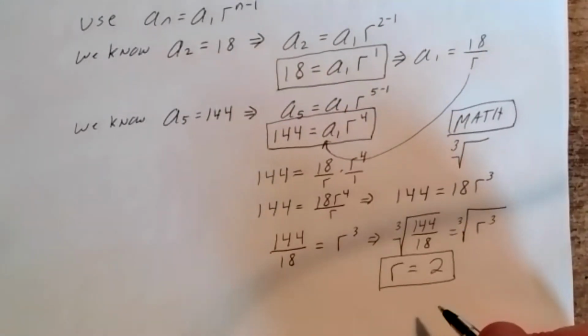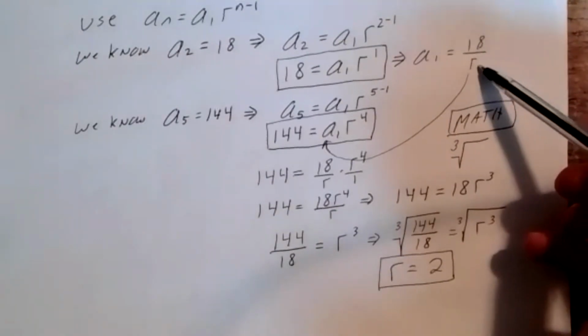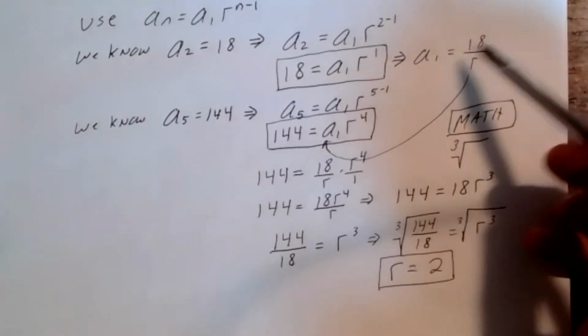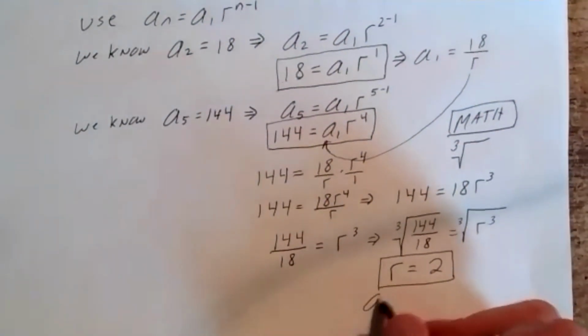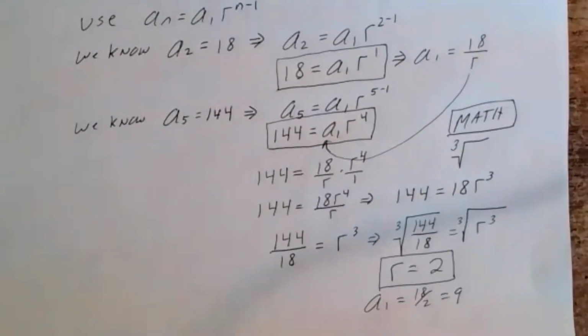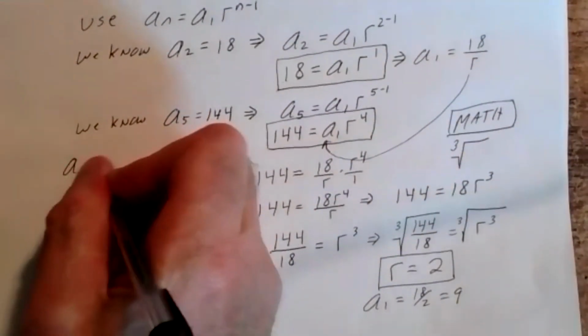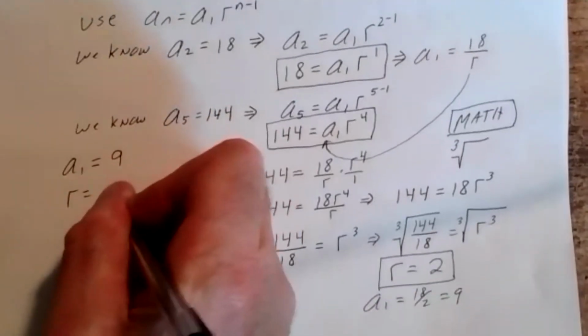Now, what's the first term of the geometric sequence? Well, we go back up to this equation here. Put 2 in for r, and we get our first term as being 18 divided by 2, or 9. It's 9. So what have we discovered? We discovered the first term of this geometric sequence is 9. We know the common ratio is 2.